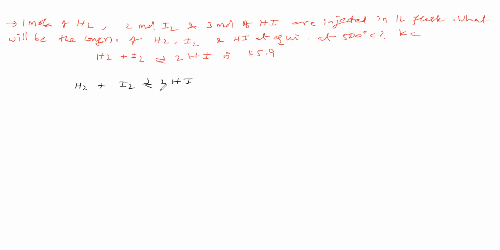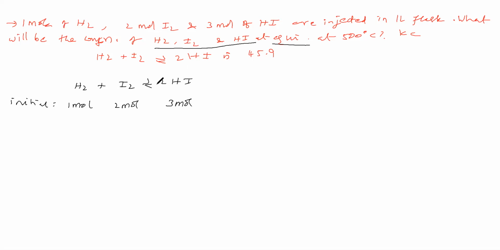Now initial moles we will see. Initially, 1 mole of H2 is taken, 2 moles of I2 is taken and 3 moles of HI is taken. At equilibrium, what are the moles of H2, I2 and HI?